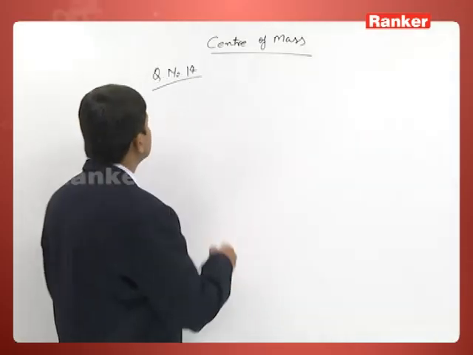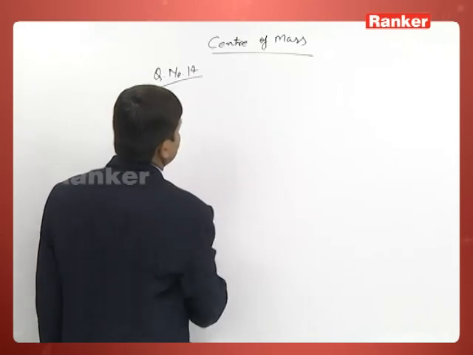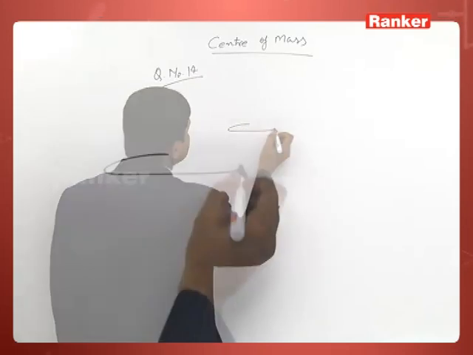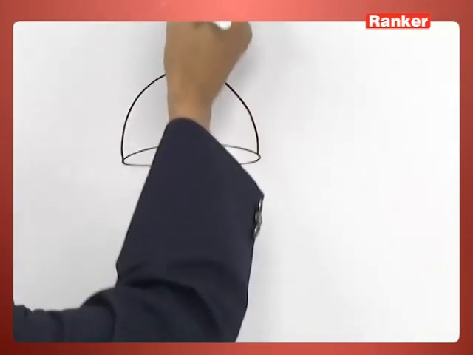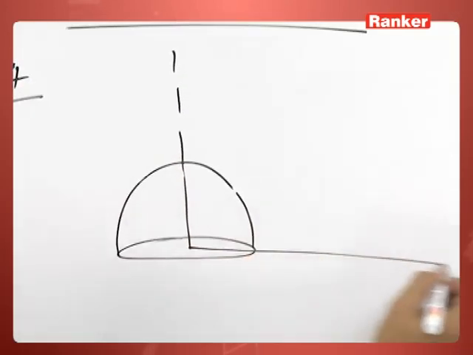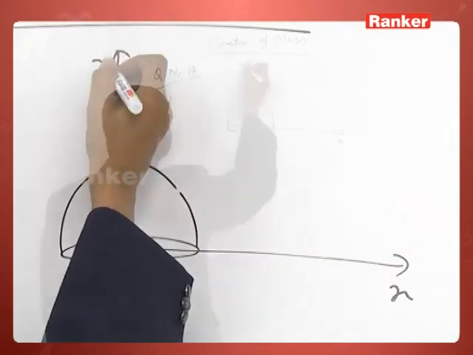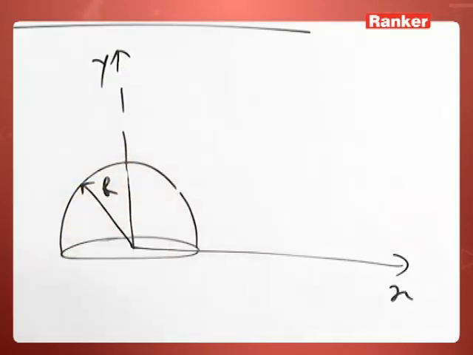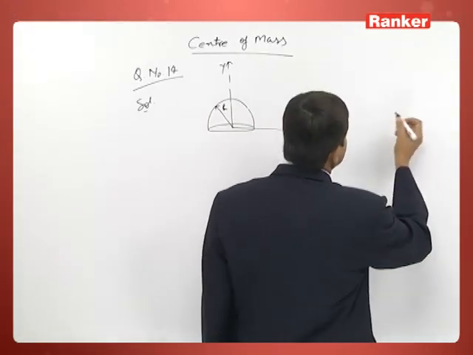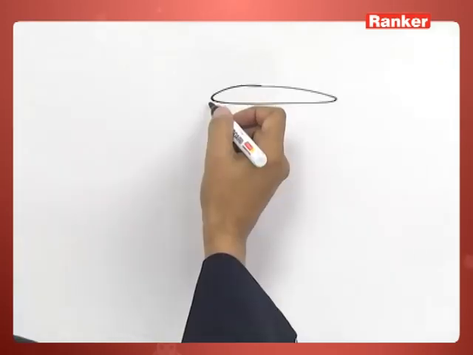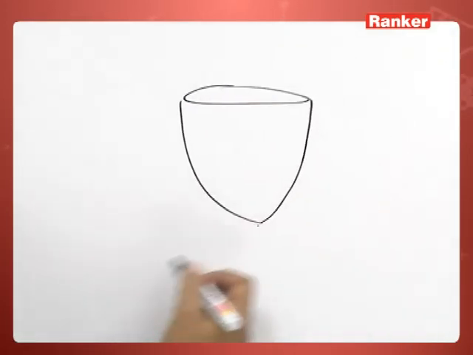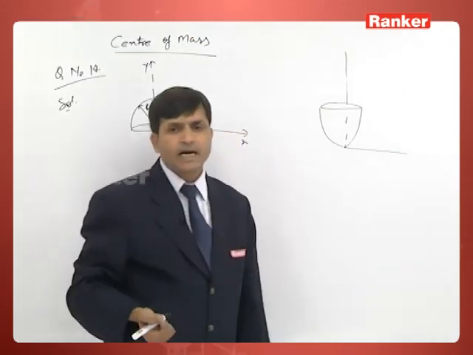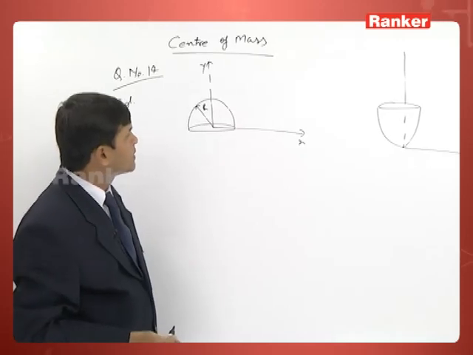It means the question is given like this. Let a hemispherical bowl be kept. This is your hemispherical bowl. Initially let the hemispherical bowl be kept like this, and it has radius R. Now if the same bowl is kept inverted in this manner, they are asking what is the shift in position of the center of mass.